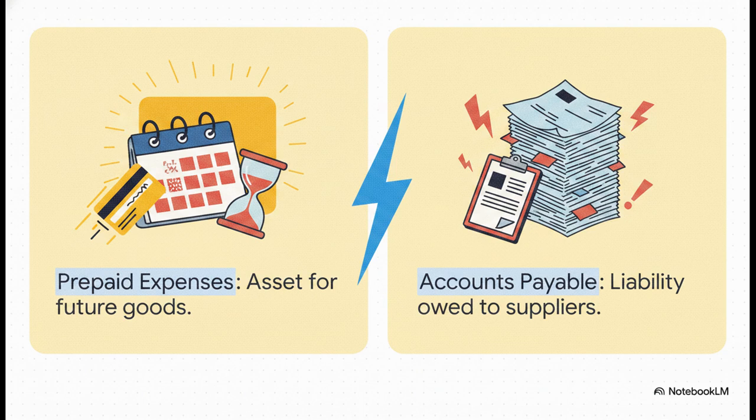Prepaid expenses are actually a type of asset. Why? Well, because they represent payments you've made in advance for goods or services you'll get down the road. It is a future economic benefit for you. On the flip side, accounts payable is a liability. That represents money the business currently owes to its suppliers. You have a strict obligation to pay them later. So they sound similar, but they sit on completely opposite sides of our equation.